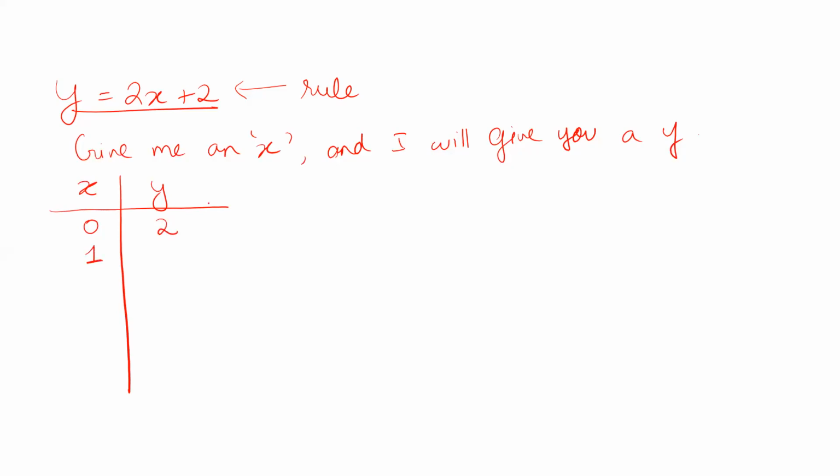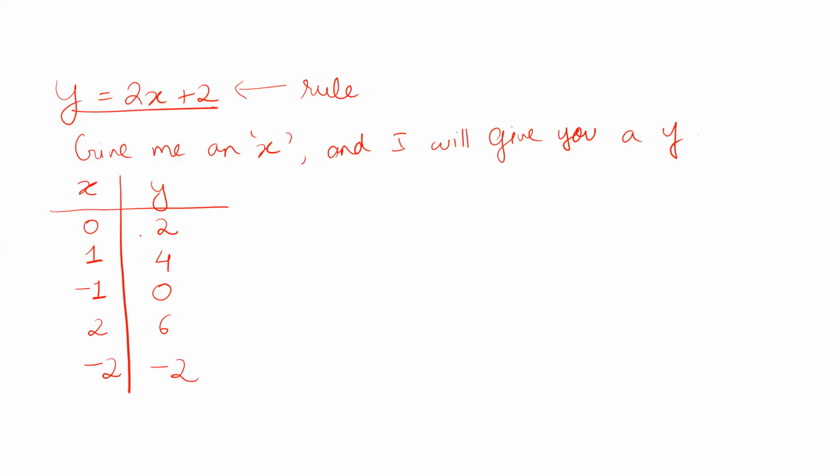At x equals 1? 4. At -1? -2. So would it be 0? Yes, exactly, 0. And then you do a couple more. At x equals 2? 6. And at -2? Is it -2? Yes. Perfect.